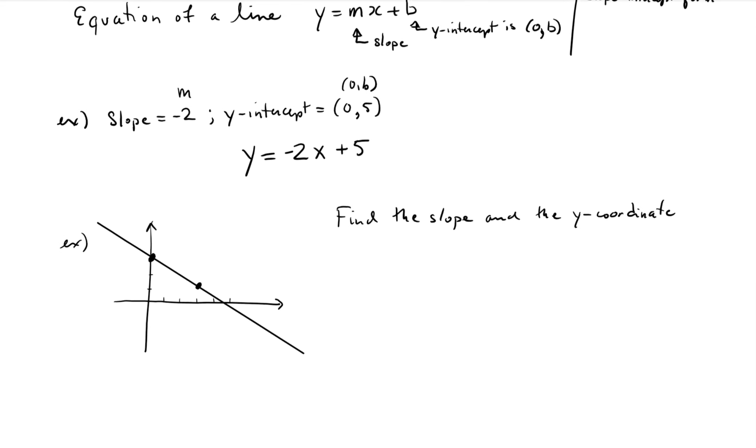Here's another example. We're given this line in the plane, and we're asked to find the slope and the y-intercept. Now, to get the value of the slope, I need 2 points in order to obtain the rise and the run and take the ratio in order to get the slope. So this point here is the point (0, 3), and this point is the point (3, 1).